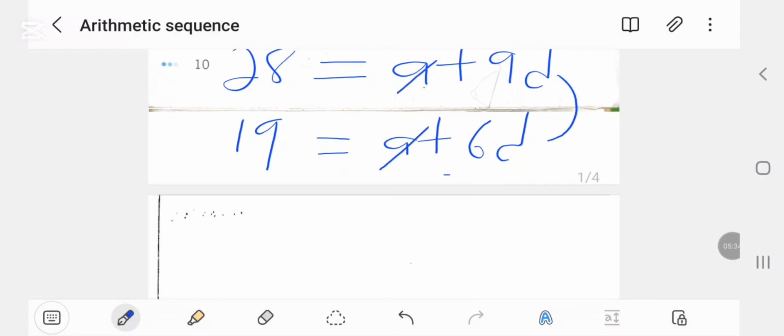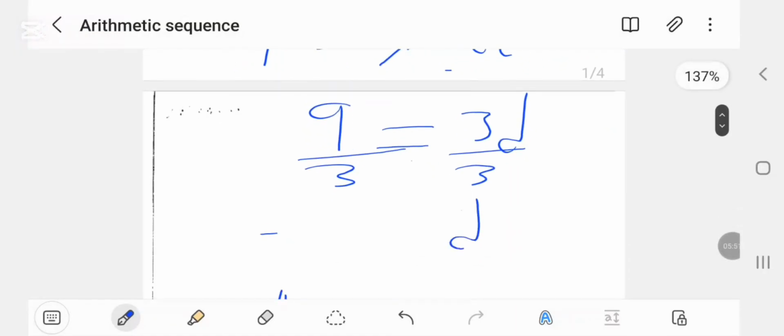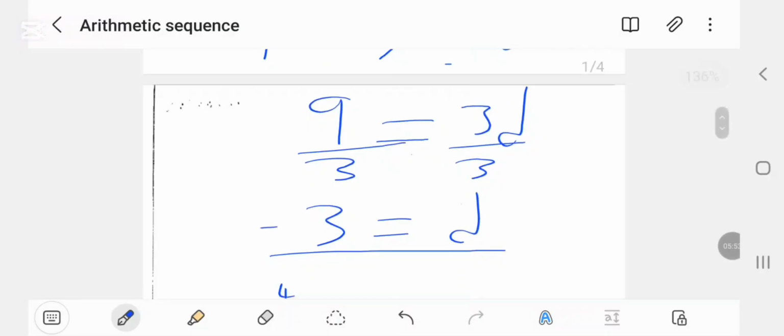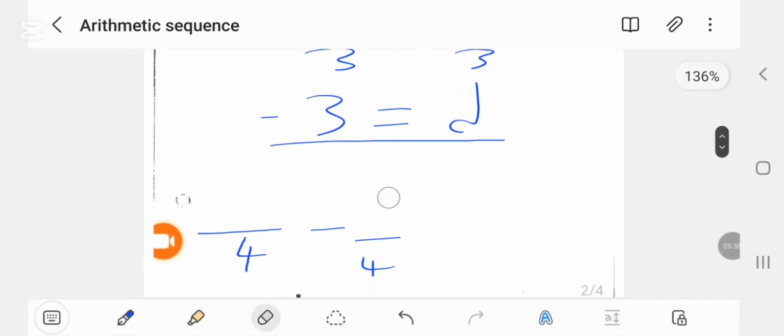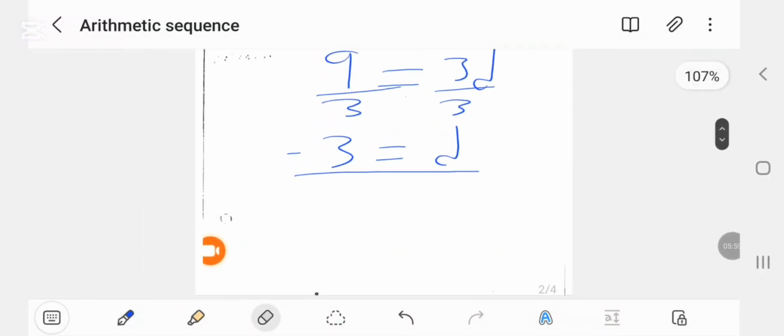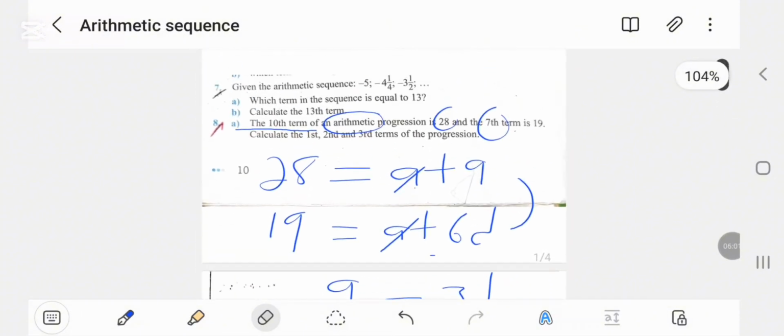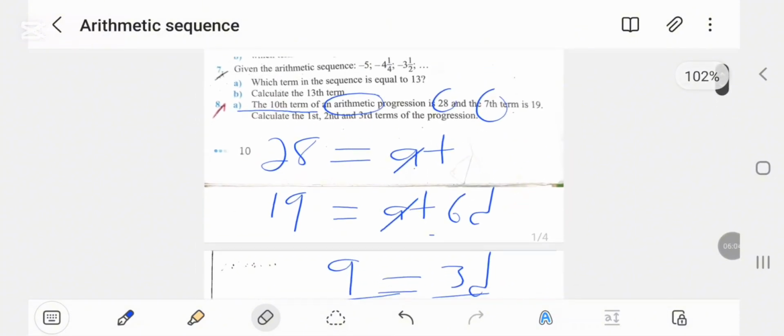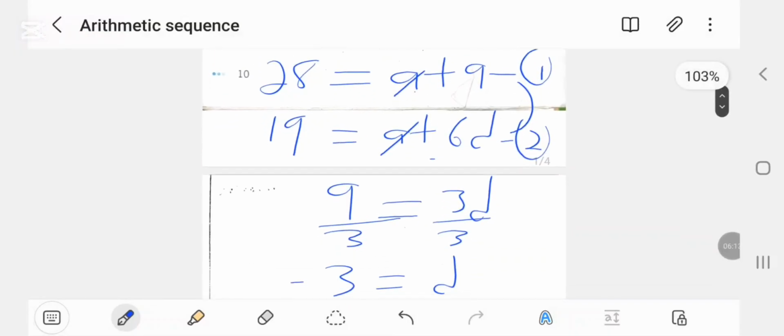9d minus 6d is 3d. 28 minus 19 is 9. Divide by the coefficient of d. d is 3. Then we are looking for a. So we'll just take any equation, equation 1 or equation 2. So let's take an equation.